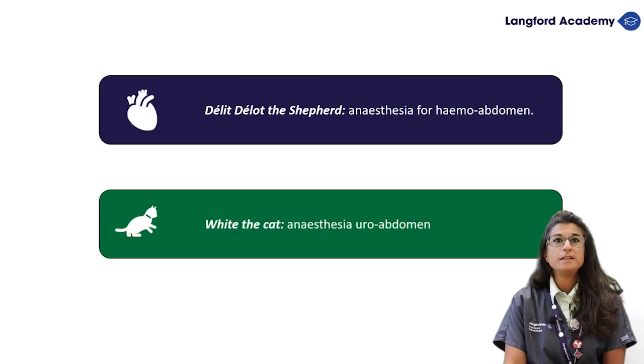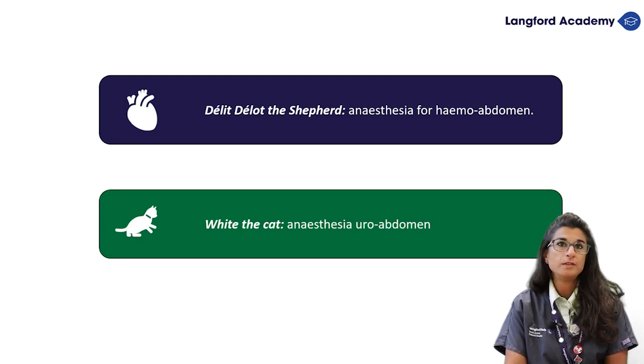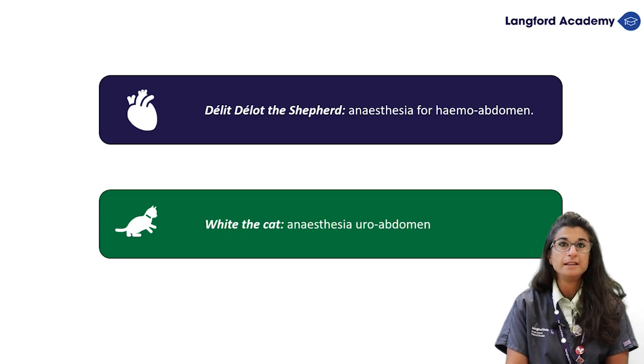In the next video, we're going to talk about Dilly Dillo the shepherd, who needs to be anesthetized for a haemoabdomen. And then in a third video, we'll talk about White the cat, who needs anesthesia because he's sustaining a uroabdomen.